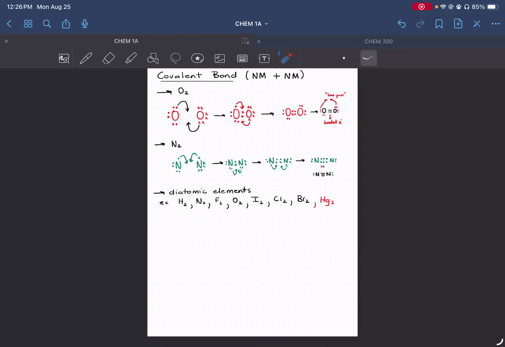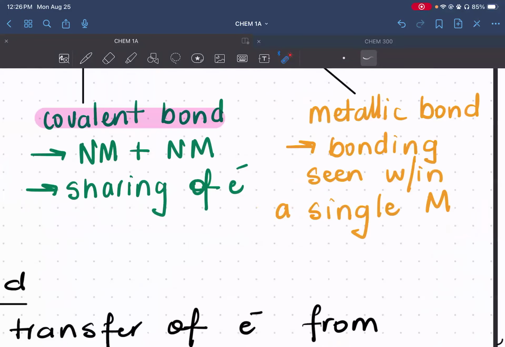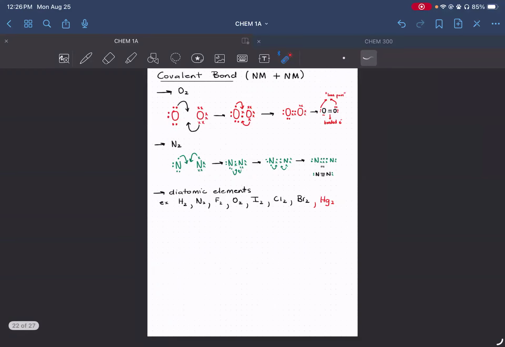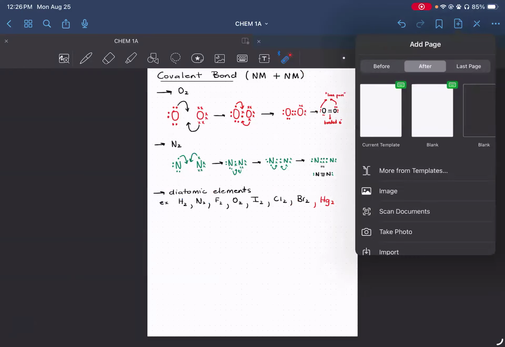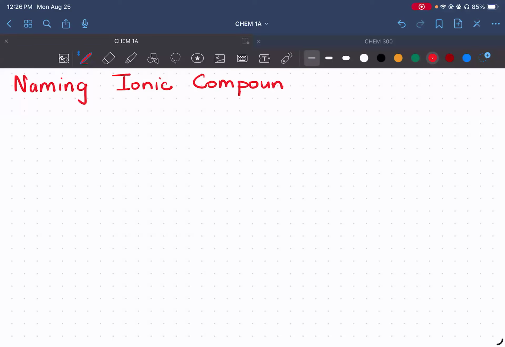Okay. Now that we have an understanding of ionic bonding and covalent bonding, I mentioned that we're not really going to cover metallic bonding. Now we can understand how to name chemicals. First up, naming ionic compounds. All right, so the first thing we're going to want to do is remember that ionic is between a metal and a non-metal.